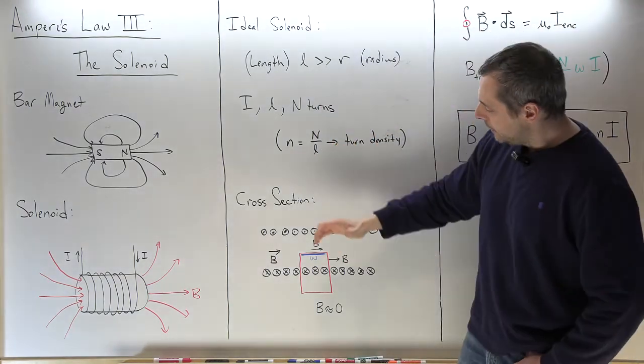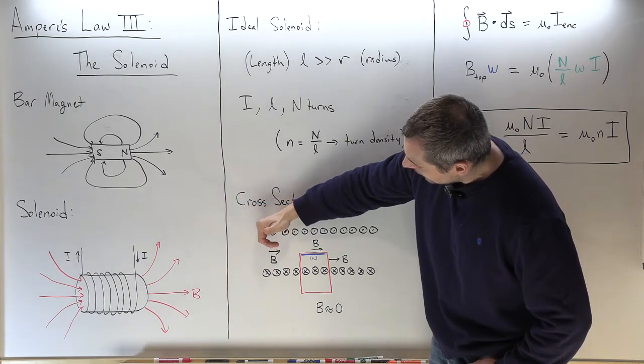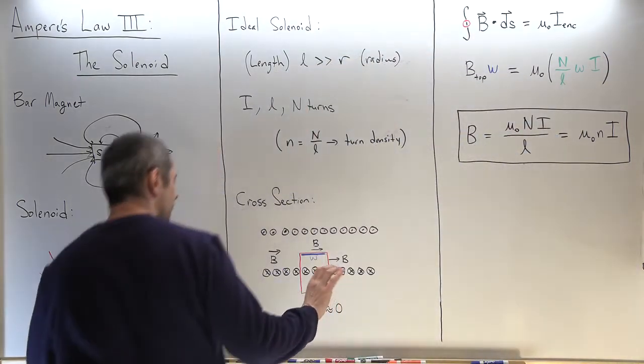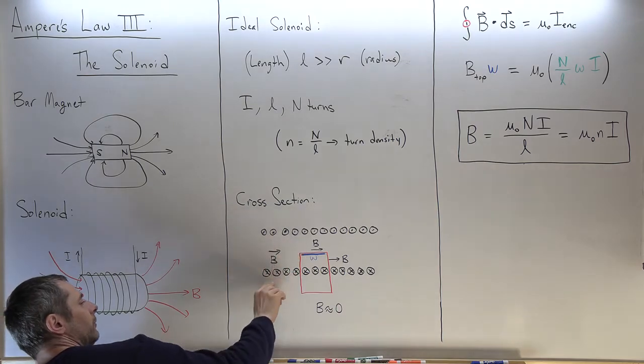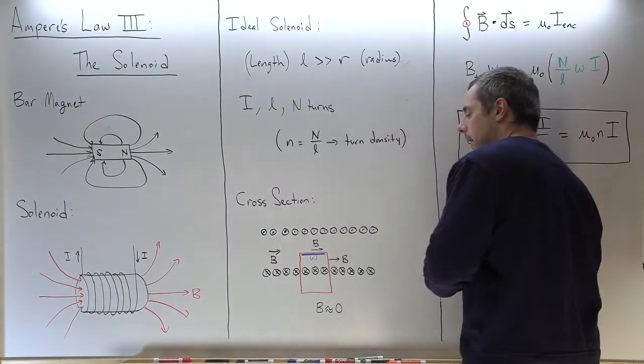We put our thumb in the direction of the current up here, and we see that the magnetic field will come into the solenoid like this. Or we could do it for the bottom wires, and I could put my thumb into the board, and I see that I also get the magnetic field caused by these wires going to the right. So the magnetic field's going this way.